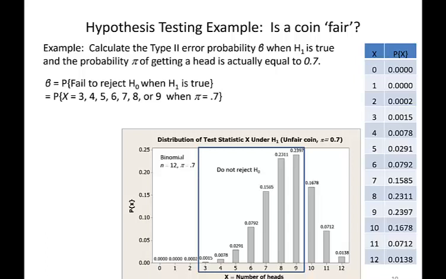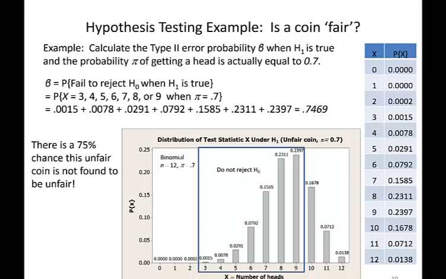So if we add up all those probabilities, we find out that beta is about 75%, or 0.7469. So if you think about that, it means that there's a 75% chance that an unfair coin is not found to be unfair. And that is quite a high probability. So we're not too happy with that.